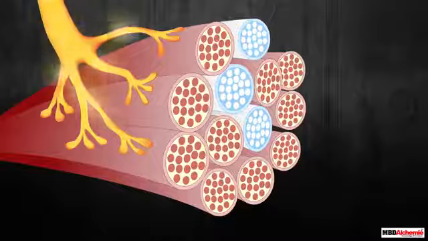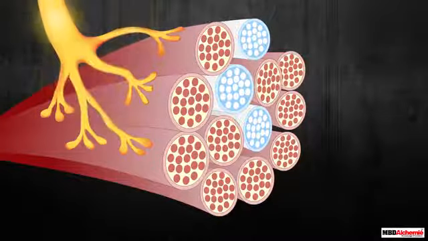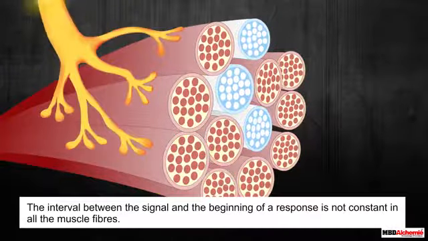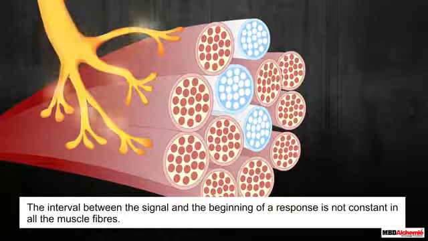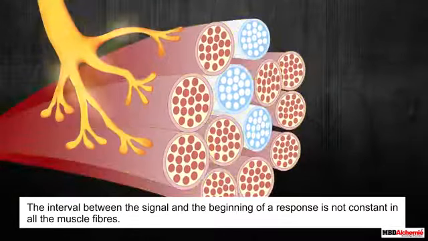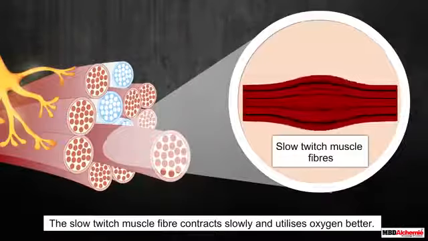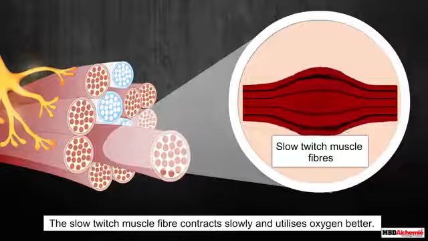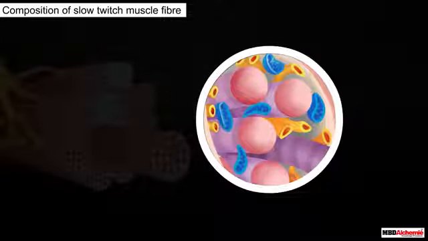All the muscle fibers do not respond to the signal in the same interval of time, that is, the reaction time. The interval between the signal and the beginning of a response is not constant in all the muscle fibers. The slow twitch muscle fiber contracts slowly and utilizes oxygen better. What makes it slow is the components present in it.